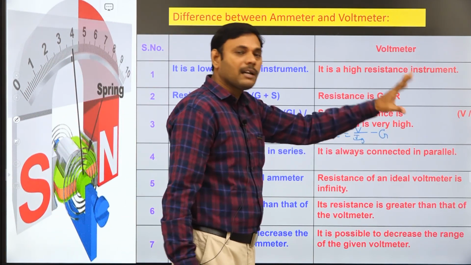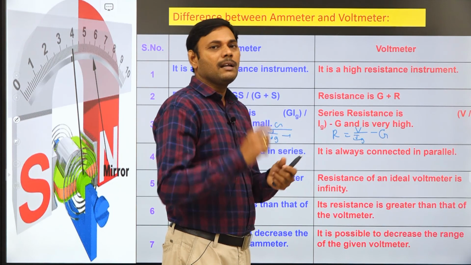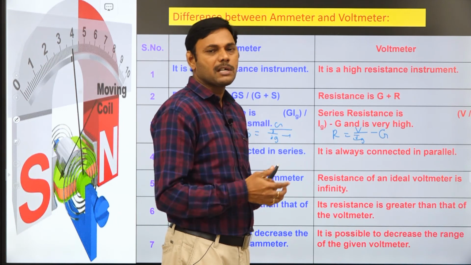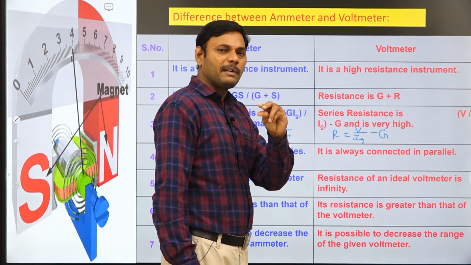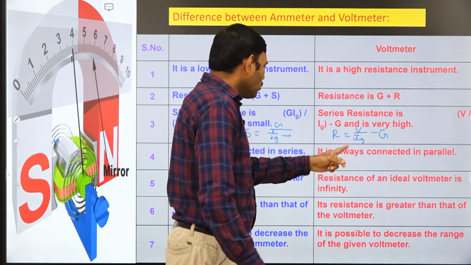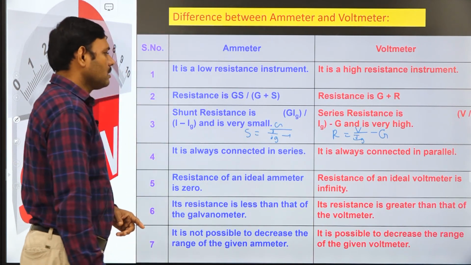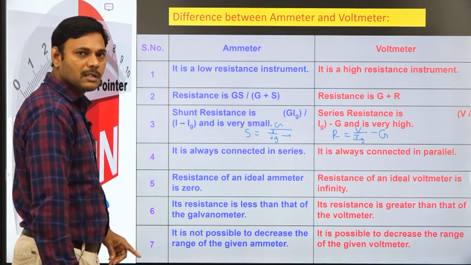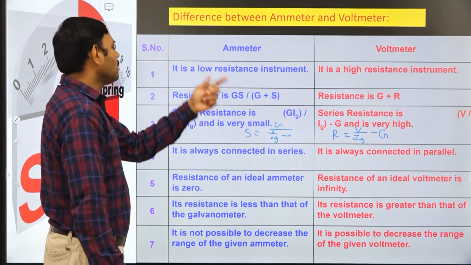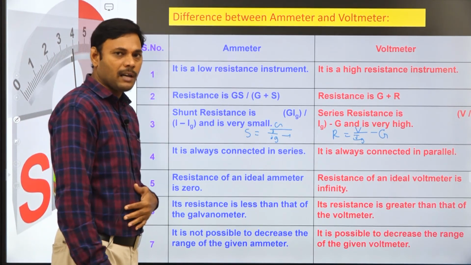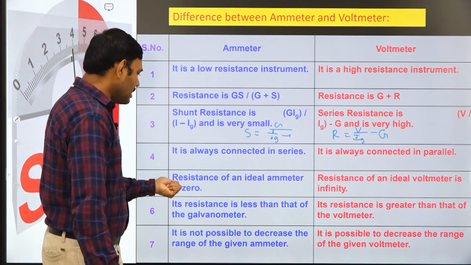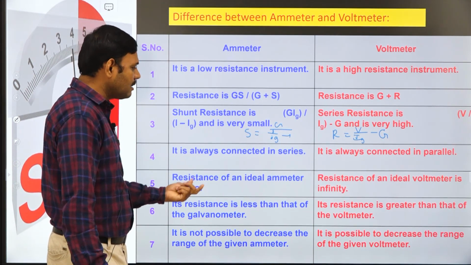The voltmeter must be connected in parallel to the device, because parallel combinations have the same potential difference. So if you connect a voltmeter in parallel to any element, that element and the voltmeter have the same voltage, so the voltmeter is always connected in parallel to the given element to find the potential difference across that element. The resistance of an ideal ammeter is 0. Here we assume a small resistance is connected in parallel to convert the moving coil galvanometer to an ammeter, and that small value ideally becomes 0.